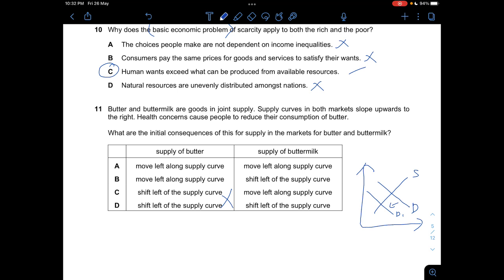So answer is B. You can think of it this way, like people are already trying to reduce their consumption of butter, so at the same time, the supply of buttermilk will also decrease because of the decreasing demand for the original material used for buttermilk. So that's why for supply of butter, it moves to the left, and then for supply of buttermilk, it shifts to the left.